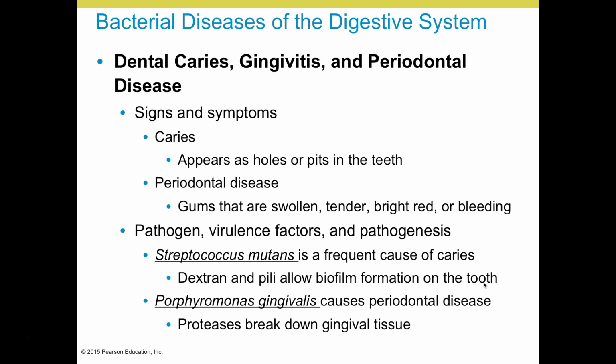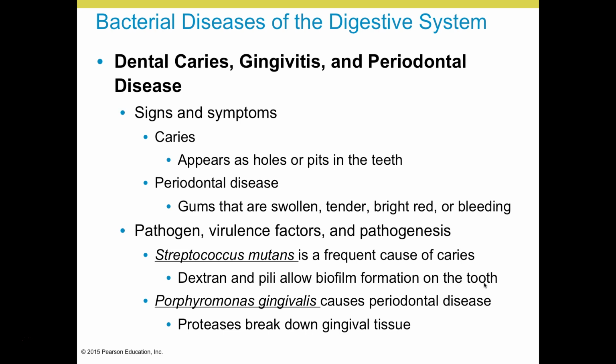So, dental cavities, gingivitis, and periodontal disease. Caries appear as holes or pits in your teeth. Now, when you talk about periodontal disease, that's when you get into gum disease. Your pathogens are Streptococcus mutans. These are the ones that mostly cause the cavities, and they allow the biofilm formation on your teeth.